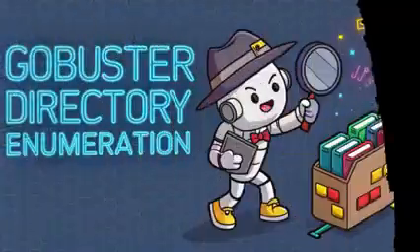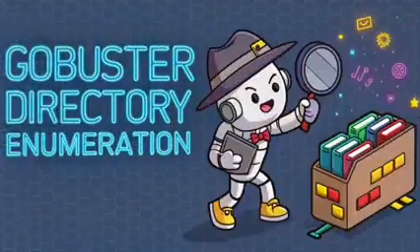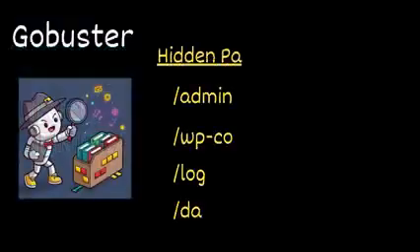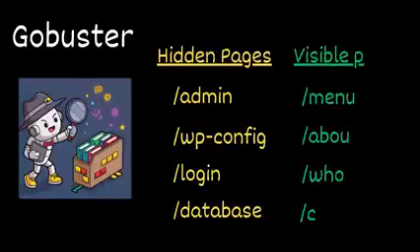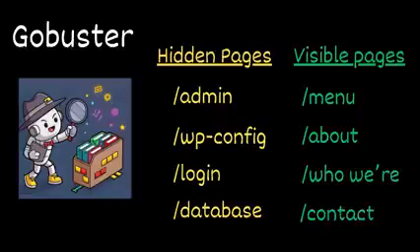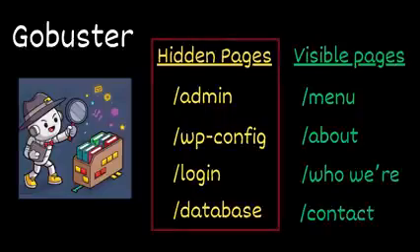But what exactly is GoBuster? It's a directory brute forcing tool. It scans a website for hidden directories and files that aren't linked anywhere on the homepage. Normally, when you visit a website, you just see what the developer wants you to see, like the menu, the about page, or a blog. But behind the scenes, there might be more. Forgotten folders, hidden panels, old backups. These aren't visible to the average visitor, but they still exist on the server, and that's exactly what Kim is trying to uncover.